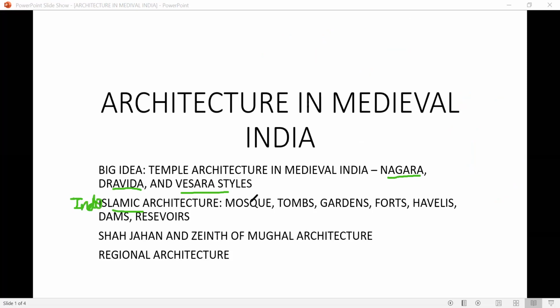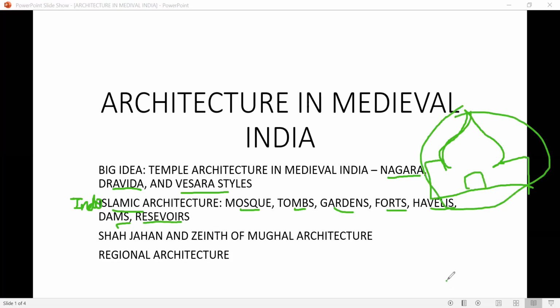In Indo-Islamic architecture, we have mosques, tombs, gardens, forts, havelis, dams, and reservoirs. Now, these all come in the Indo-Islamic. The shape I'm going to draw is like this. This shape you have seen on most of the tombs. Like this the tomb is made, and this is the gateway over here. So this becomes a tomb. But when a straight, triangular type thing comes, it is a temple.